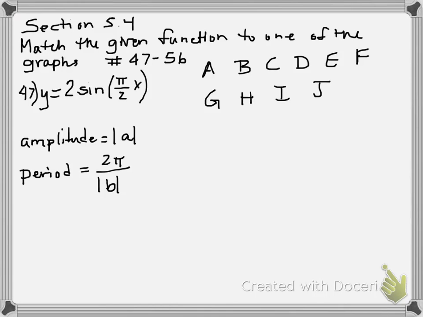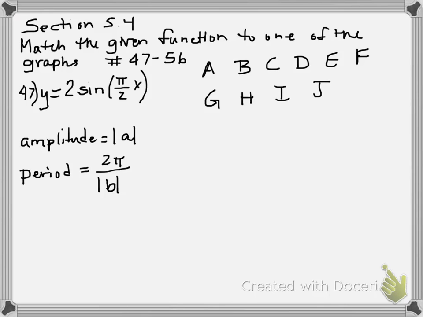For this next question in 5.4, you're going to have to match the given function to one of the graphs. So you need to look at your book for this one. In numbers 47 through 56, you have those graphs A through J, and then you have the functions. So you have to figure out which one goes with which.